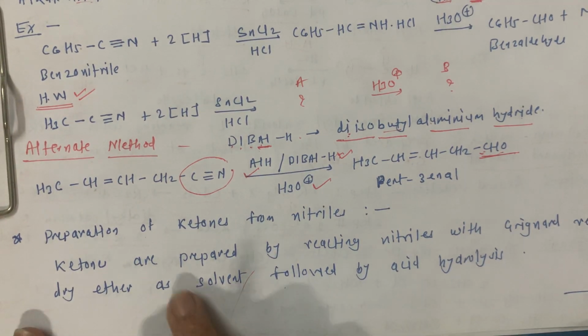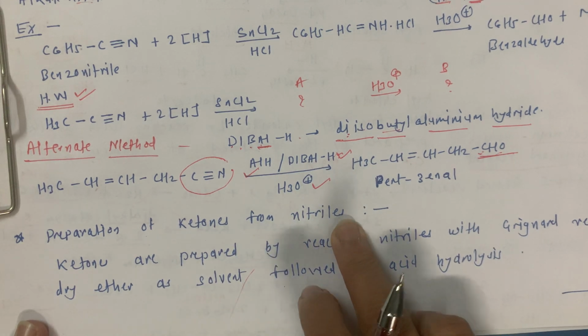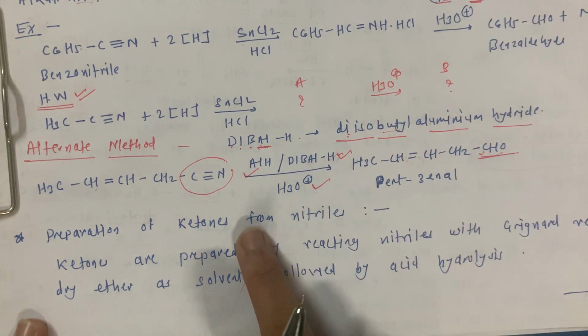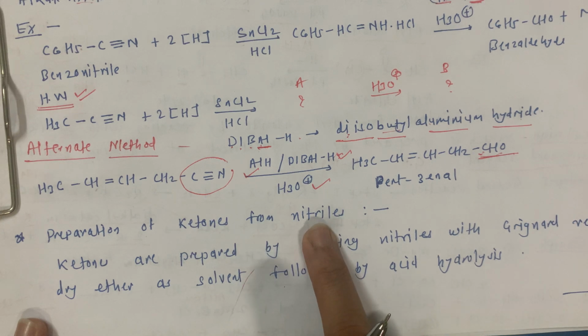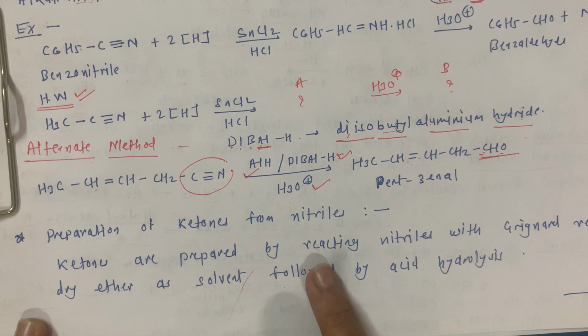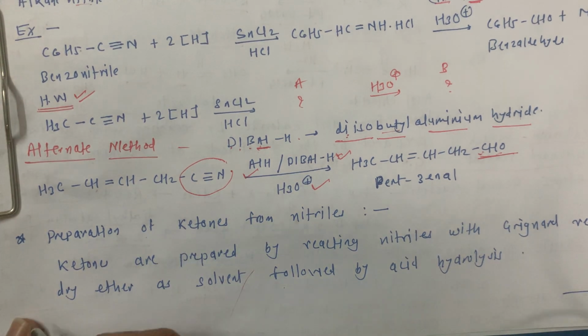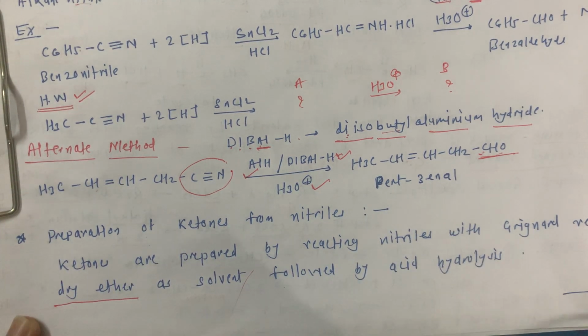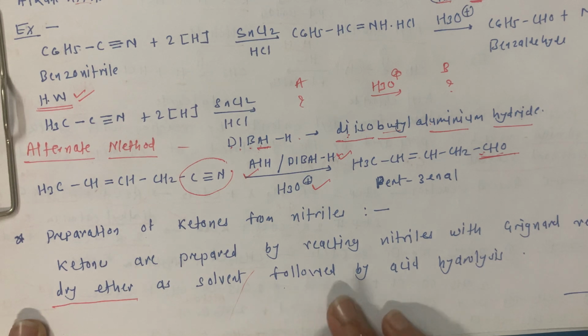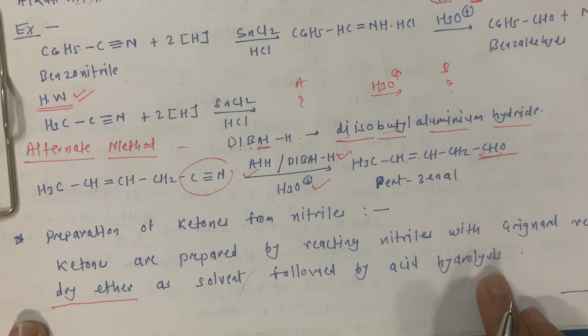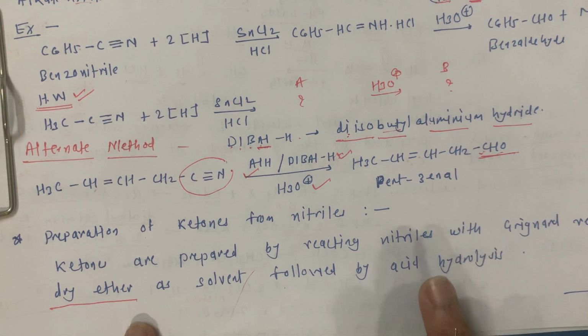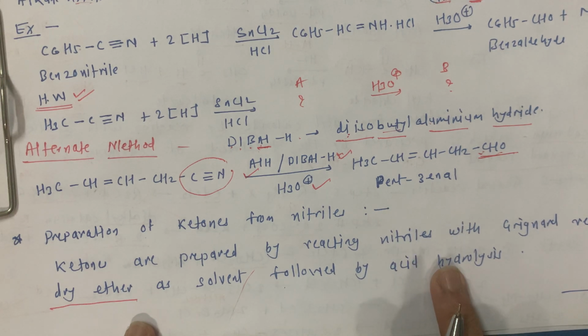Then next one is preparation of ketones from nitriles. First we prepared aldehydes. Now we are going to prepare ketones from nitriles. Ketones are prepared by reacting nitriles with Grignard reagent in dry ether. This is very important as solvent, followed by acid hydrolysis. This is again a two-step reaction.